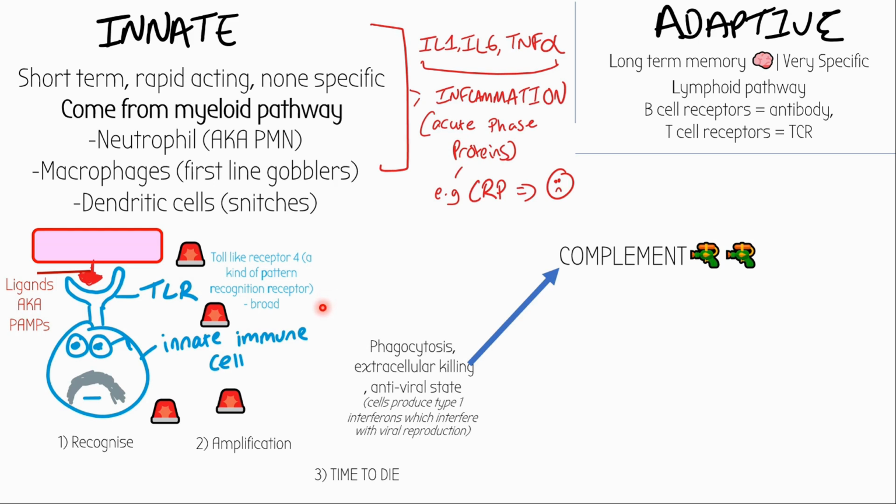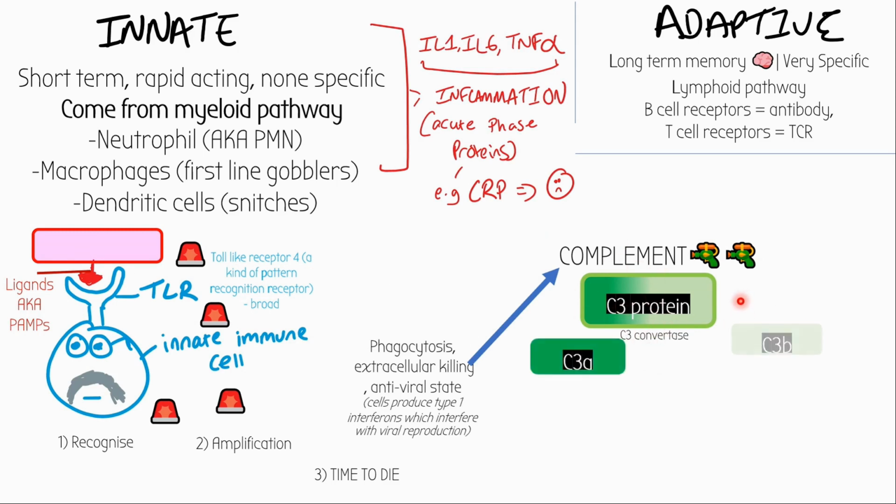Complement starts with a protein that's floating around in your blood. If you've done the clotting cascade, it's similar to this. It's another kind of cascade. So you have C3 protein floating around in your blood. When it gets activated, for example by this guy recognizing a bacteria, it is converted by an enzyme called C3 convertase into 2 small bits, C3a and C3b, the 2 shades of green. Essentially this enzyme splits them into 2.